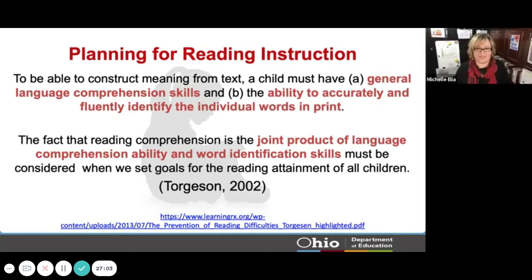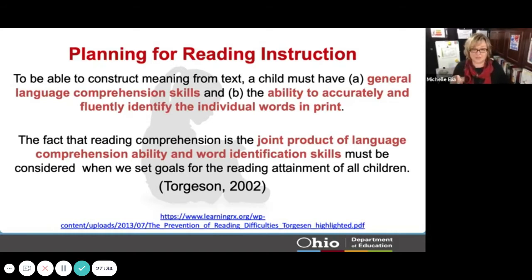Love that. And so here, once again, we have Torgerson talking about that simple view of reading. In order to comprehend, students have to be able to have language comp. So if we think of the simple view of reading, word rec times language comp, they have to have language comp skills and the ability to accurately and fluently identify words in print. So there's your decoding skills. Reading comprehension is the joint product of language comprehension and our ability to read and decode those words.